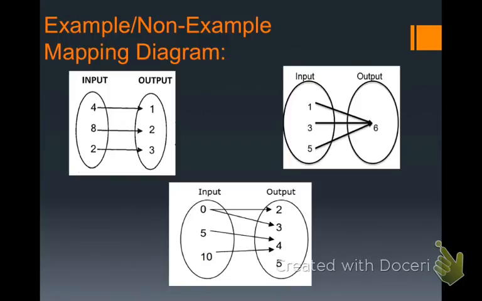Here's some more mapping diagrams for you. So here, 4, 8, and 2 are all mapped to exactly one output, so that is going to be a function. Down here in the middle, 0 has 2 arrows coming from it, so this is telling us that 0 is mapped to 2 and 0 is also mapped to 3, so that cannot be a function. In the top one, again, all we care about is if the inputs have exactly one output. So in this case, even though they all map to 6, this is a function.